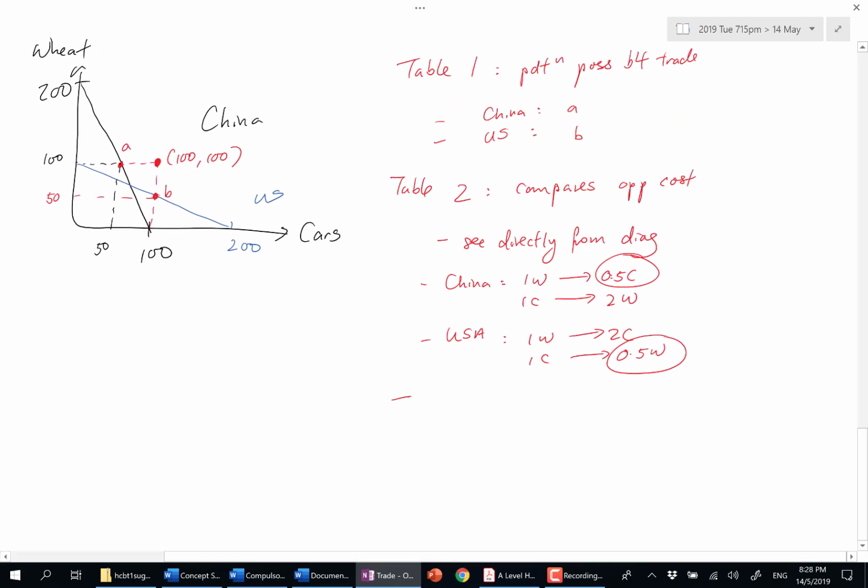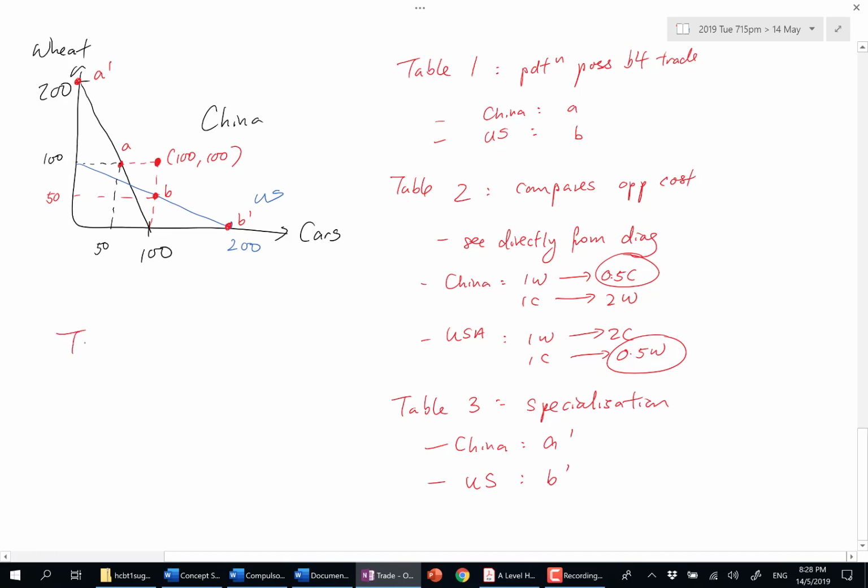What was in table 3? Specialization. Which brings China to A prime, US to B prime.